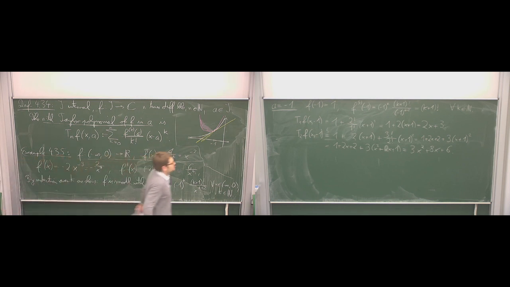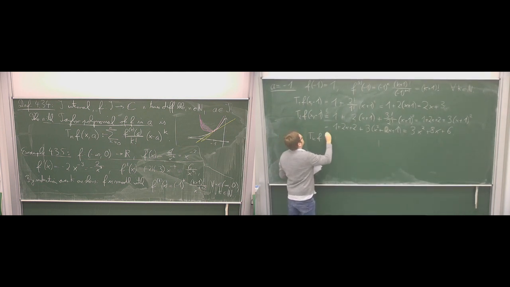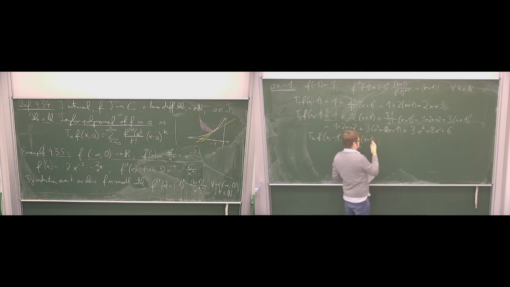Just for completeness, the general formula here, if we just insert this computation into the polynomial, would be T_n f of x at -1 is the sum k from 0 to n, and we would always have (k plus 1) factorial over k factorial, which is simply k plus 1, and then (x plus 1) to the power of k. So something you can easily compute.